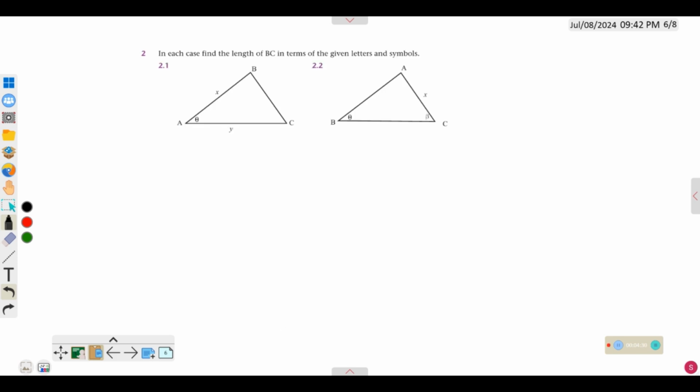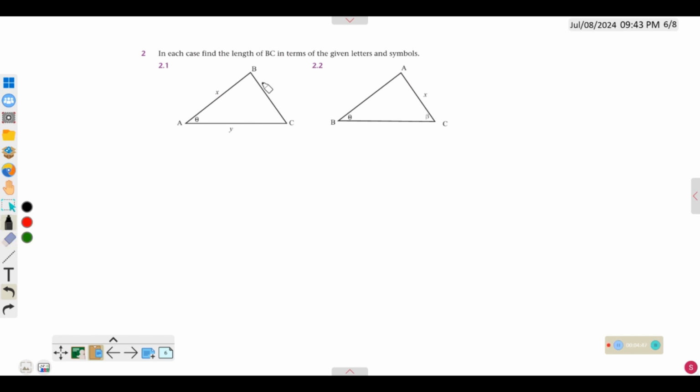Let us work in variable form now. Let's look at this one. In each case, find the length of BC in terms of the letters and the symbols. Okay, I'd like us to skip this for now. We will come back to it at a later stage because we have insufficient information. Let us try it and see.